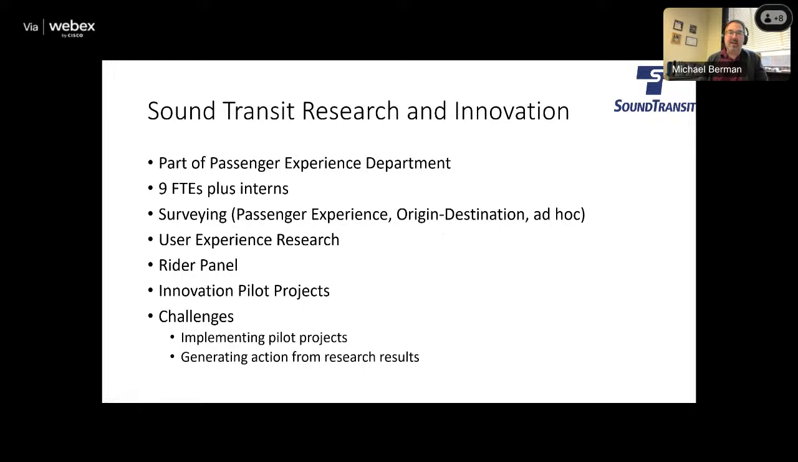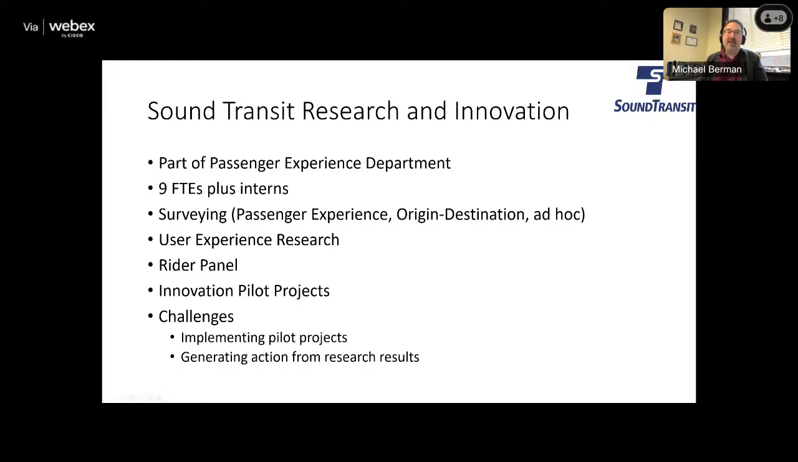I'd say our largest challenge is trying to generate action from our research results. Sound Transit is young as far as transit agencies go. We've only been around less than 30 years, and our genesis is as a capital organization to first finance and then build light rail transit.